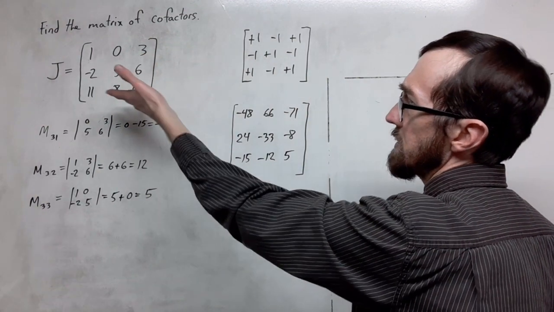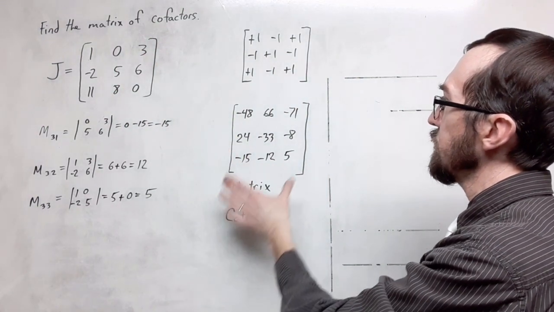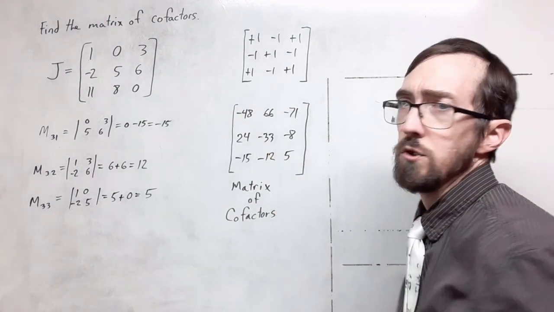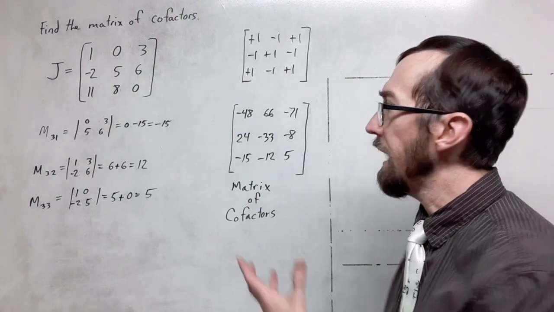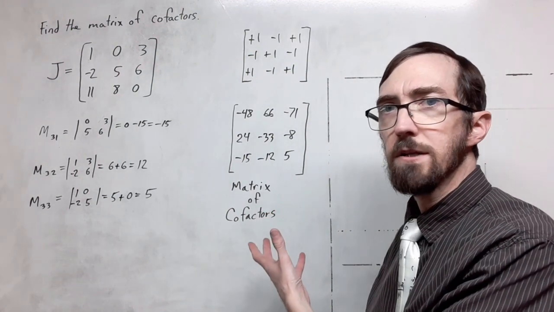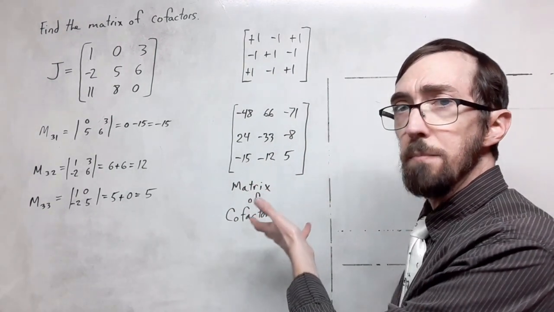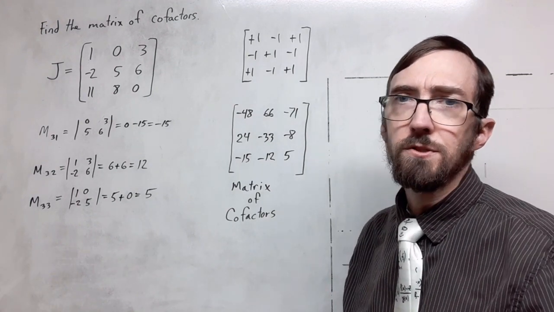So given a matrix, say J, if we find the matrix of cofactors, we will have this 3x3 matrix with these entries. Hopefully this has helped you understand how to find a matrix of cofactors. This is useful. It's a step toward finding other information about matrices.